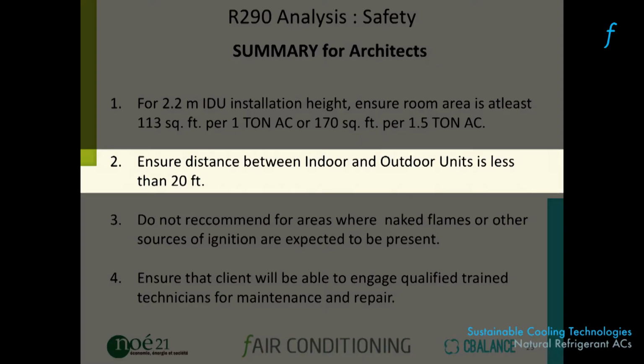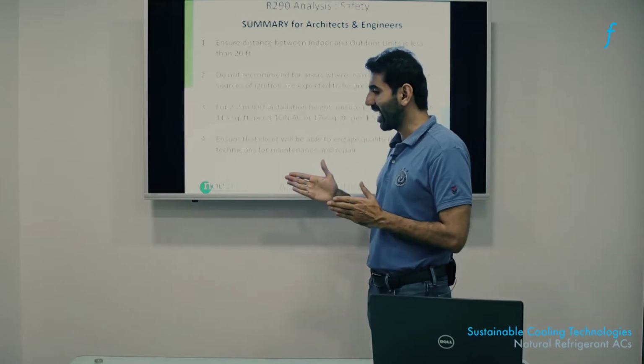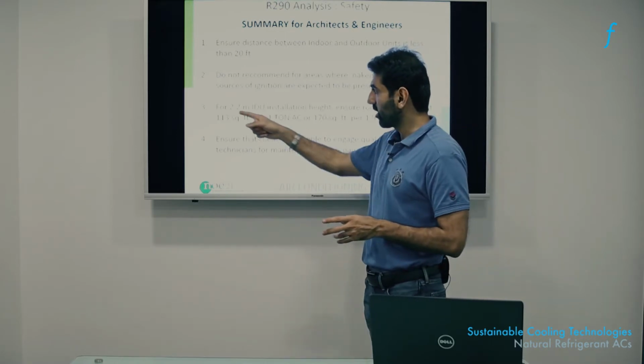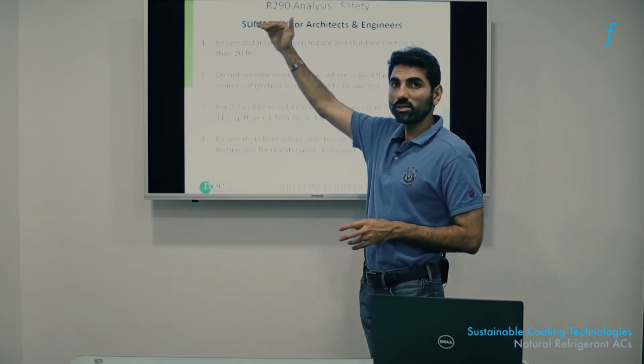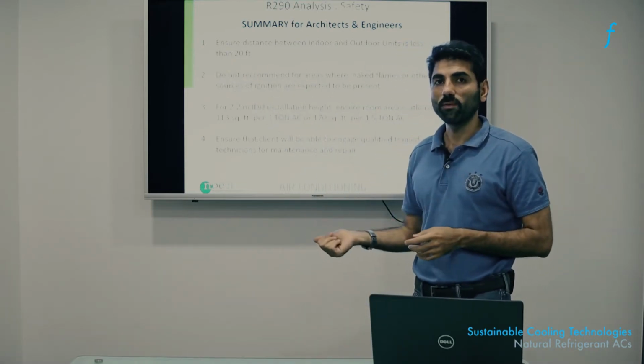Finally, the other two considerations that you need to keep in mind: if you have a typical installation height of about 7 feet, which is about 2.2 meters, you need at least 113 square feet of room area if you want to have 1 ton of this air conditioner installed in that room. Which means that if you, for example, have a room size of 100 square feet, this AC, if installed at 2.2 meters, will not have enough dispersal area if a leakage does take place.